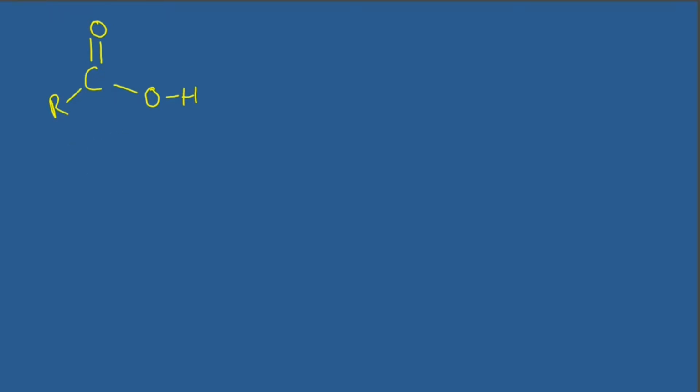We sometimes will write this as RCOOH, like that. So fairly straightforward in terms of their structure. You just need to remember and be able to identify a carboxylic acid from all the other carbonyl functionalities that we're going to be looking at over the course of the A level.